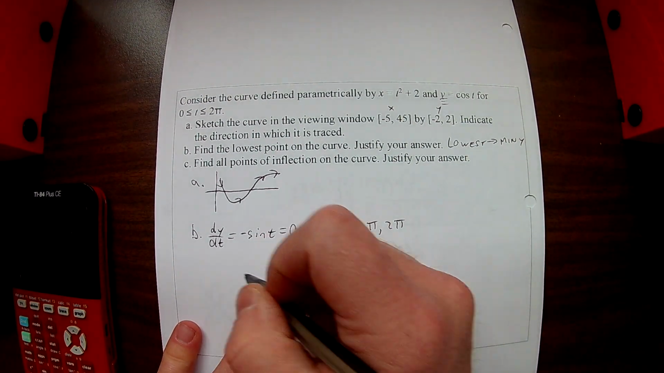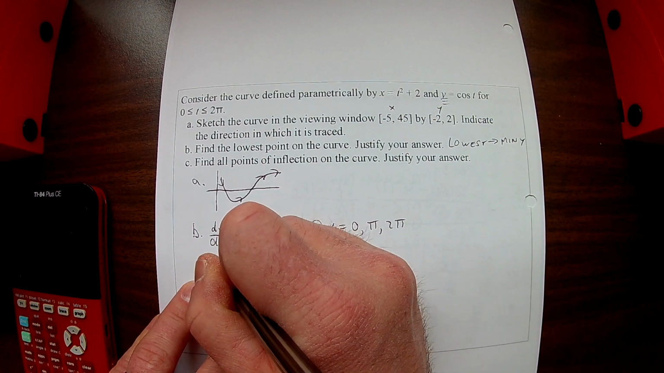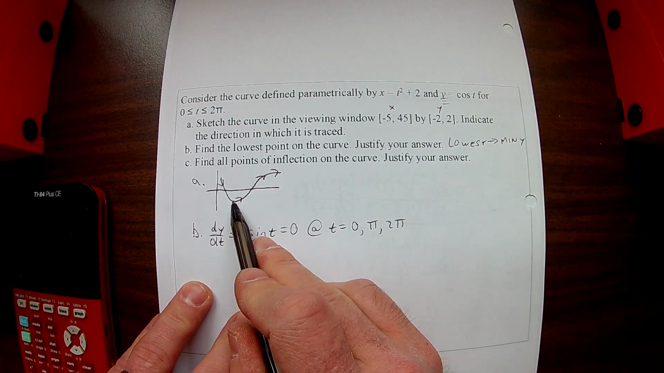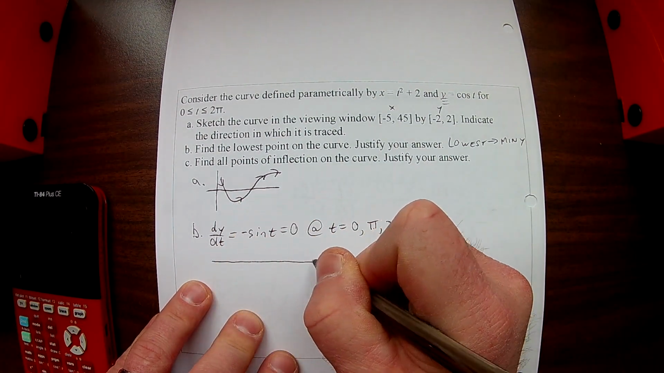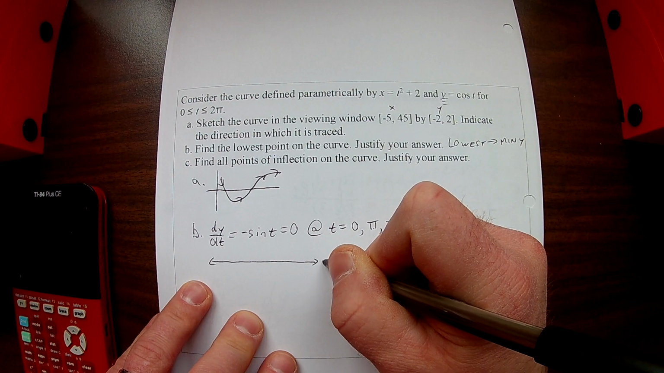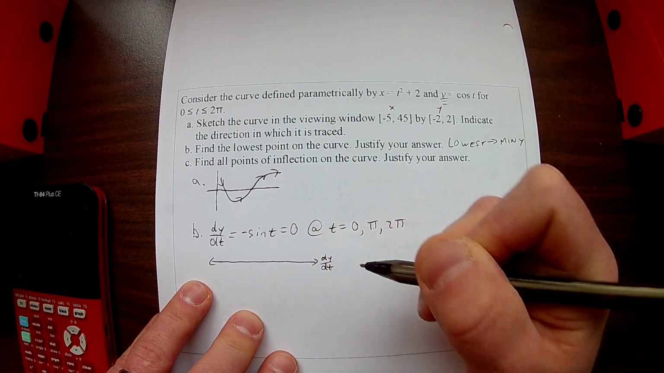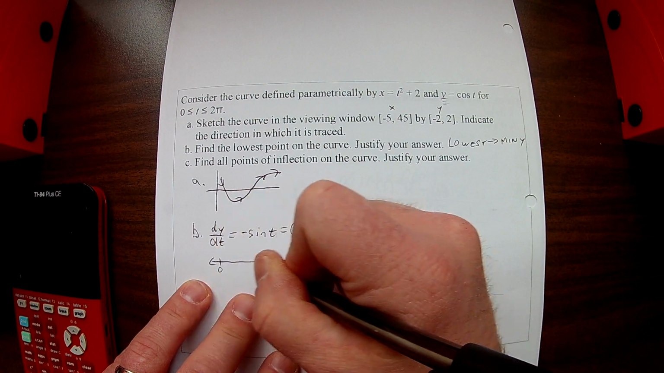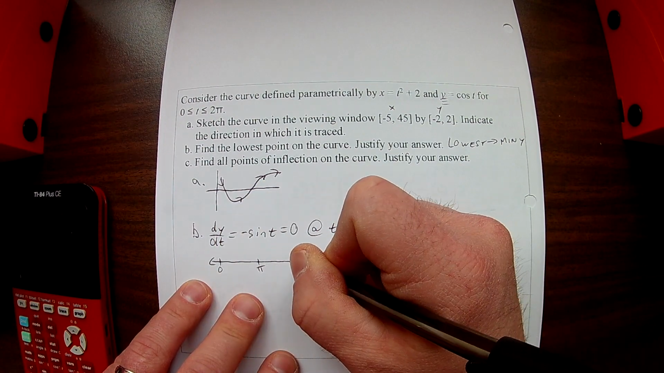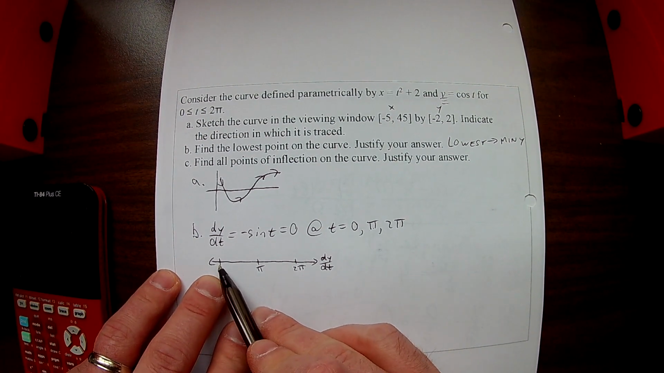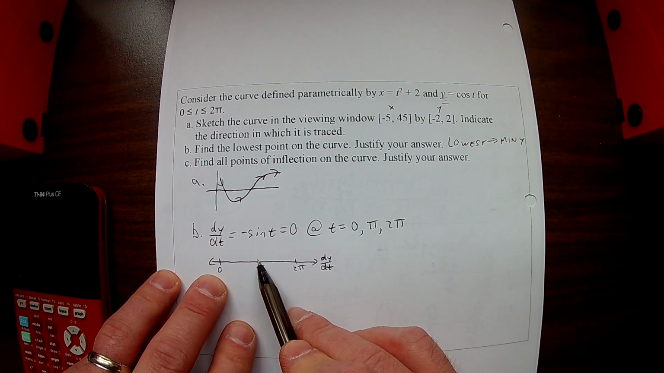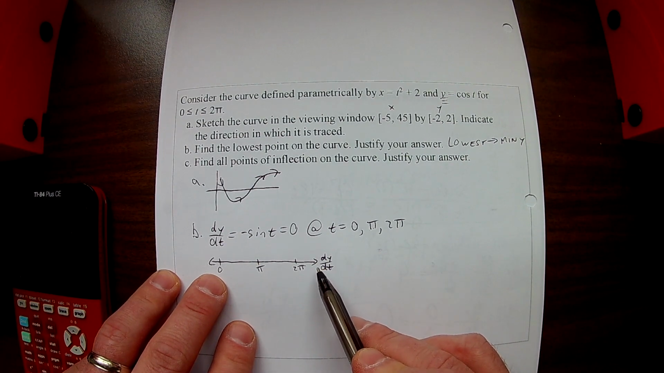So now looking at this, in order to find out which one is actually my minimum, well, just looking at it, it looks like in the middle, so I'm guessing it's going to be pi. But I actually have to do my analysis on this one. So I've got dy/dt. Analyzing this, I know I have to put 0, pi, and 2 pi all on my number line. And in order to find out whether this is a minimum or a maximum, I have to find out between 0 and pi, dy/dt, is it negative or positive?